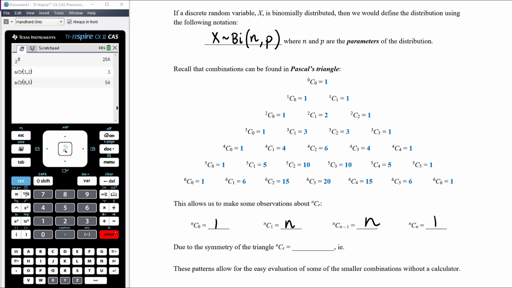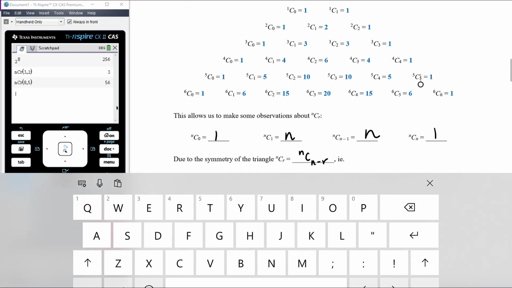For example, we can see here that these are the same. If I want to choose 2 objects from 6 objects, that's going to be the same number of ways as choosing 4 objects from the 6 objects. Because if you're choosing 2 objects, you're at the same time choosing to leave 4 objects behind. So we get this symmetry. So nCr is going to be the same as nC(n minus r). So 20 choose 18 would be the same as 20 choose 2.